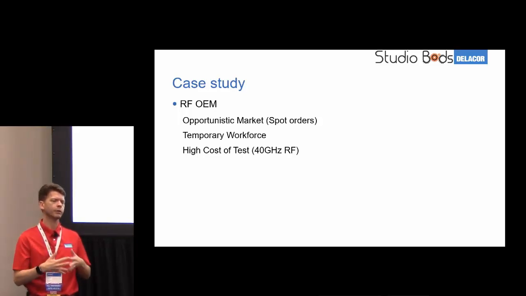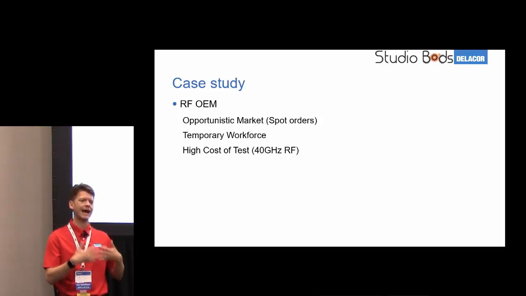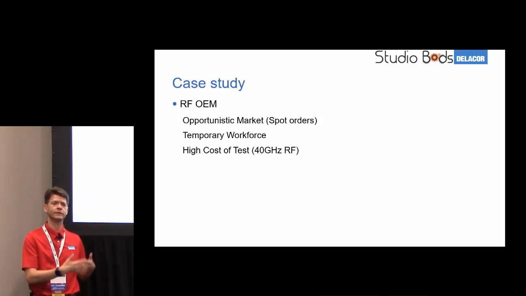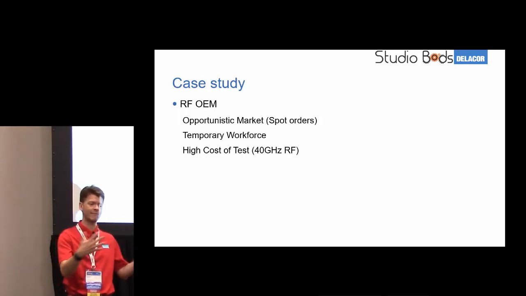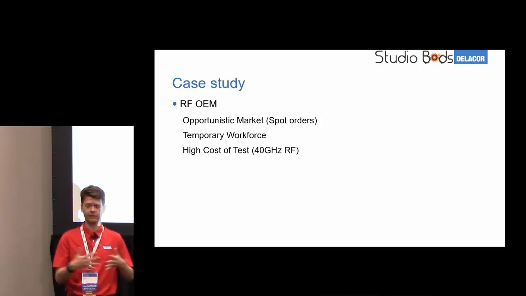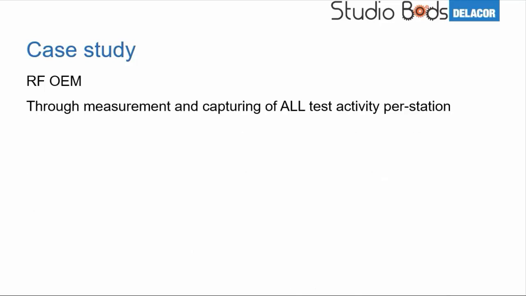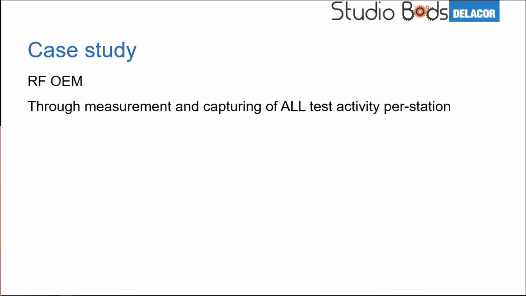So we implemented OEE. We started looking at the test performance so we could better understand the capability of the test solutions, the test environment that we already have. Is it optimized? To use the old adage, measure twice, cut once: we can't improve what we don't understand. So they implemented OEE, and because of that, through measurement and capturing of all test station activity, they were able to reduce the UUT cycle time.